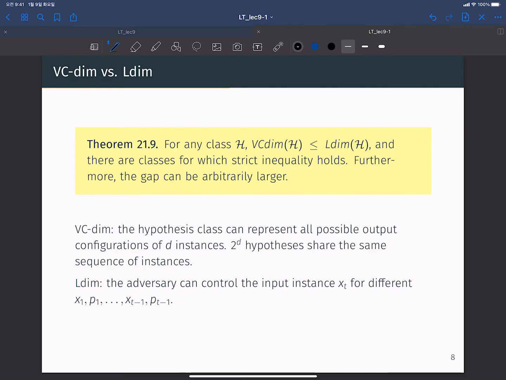So VC dimension and L dimension have some difference. This is the theorem: for any hypothesis class H, VC dimension is less than or equal to L dimension, and there are classes for which strict inequality holds. Furthermore, the gap can be arbitrarily large. This is because L dimension has more freedom.